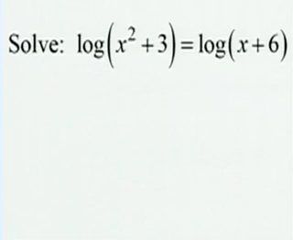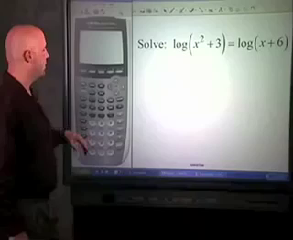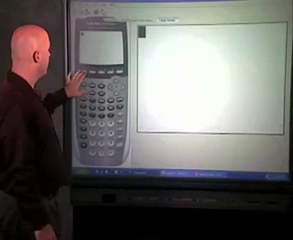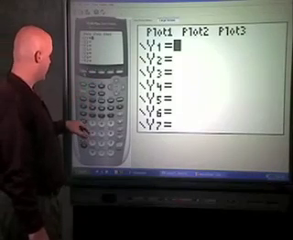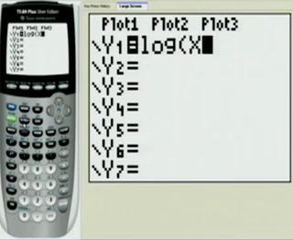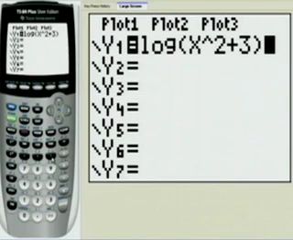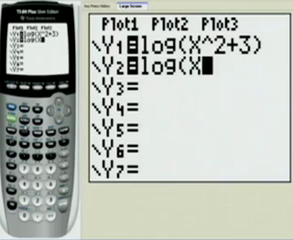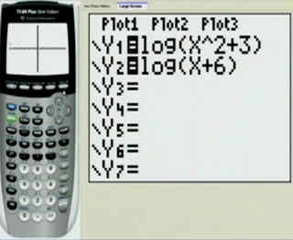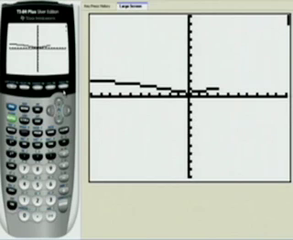To solve our equation, we notice that we have expressions on both sides of our equation. So we'll enter our left side at y1 and our right side at y2, and we'll look for intersection points. We go to our graphing calculator. In y1, we want to enter the left side, which is log base 10 of (x squared plus 3). Close parentheses. And in y2, we enter the right side, which was log base 10 of (x plus 6). Close parentheses. And we'll graph this using our standard viewing window, minus 10 to 10 in both directions.